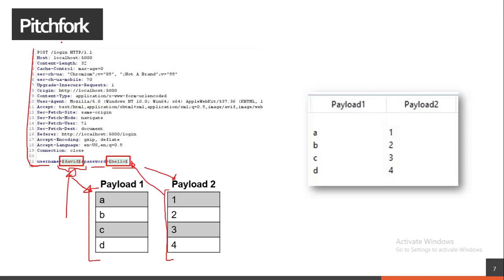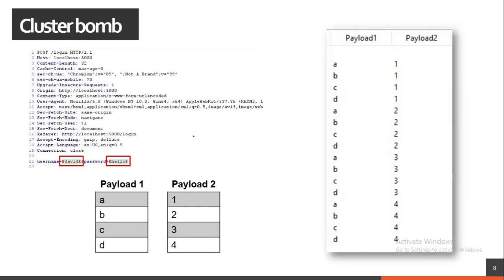In the pitchfork type of attack, it's just gonna pick the first value in the first payload with the first value in the second payload, and do the exact same thing. First with first, second with second, third with third, and fourth with fourth. There are cases when you can use this attack, but for usernames it's more convenient to use the cluster bomb attack, which will be doing this.